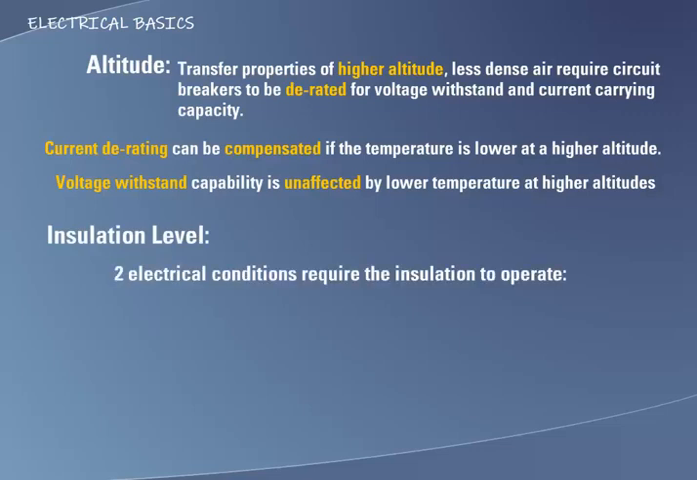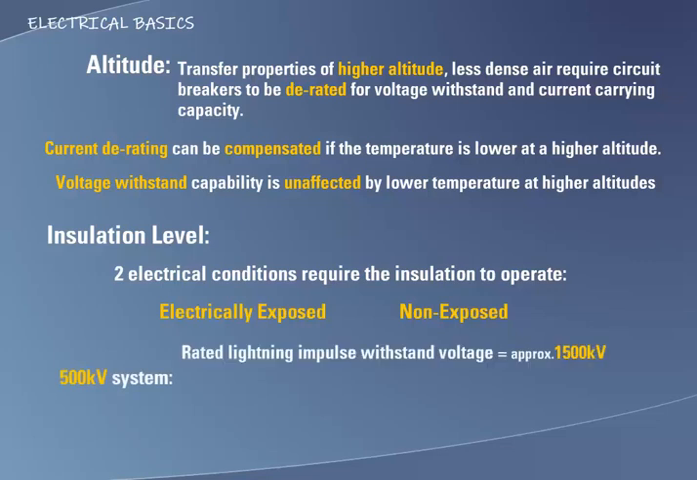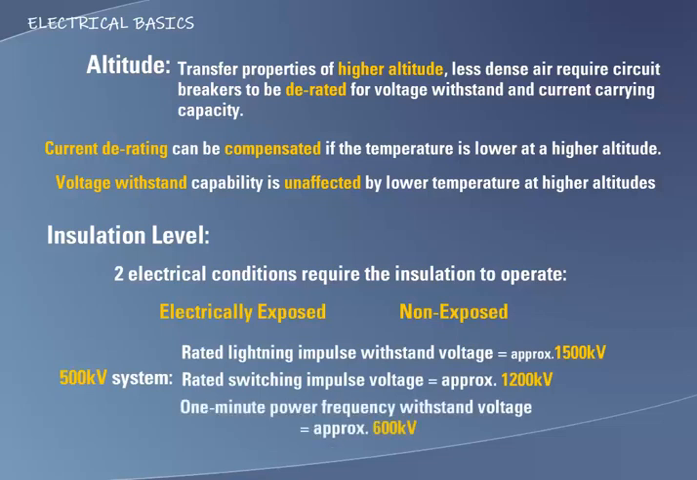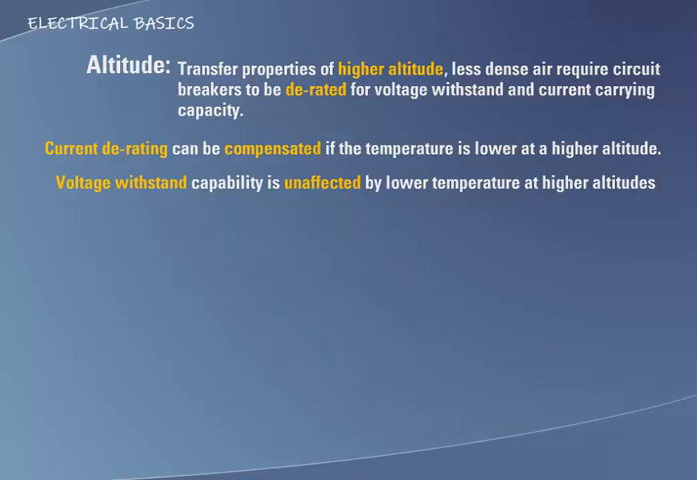Insulation level. There are two separate electrical conditions under which the insulation of the equipment may be required to operate: electrically exposed and non-exposed. Essentially, this means whether the insulation is mounted indoor or outdoor. Outdoor switchgears are exposed to atmospheric conditions, such as lightning, which can cause overvoltages. For a 500 kilovolt system, the rated lightning impulse withstand voltage is approximately 1500 kilovolts. The rated switching impulse voltage is approximately 1200 kilovolts. The 1 minute power frequency withstand voltage for a 500 kilovolt system is approximately 600 kilovolts.